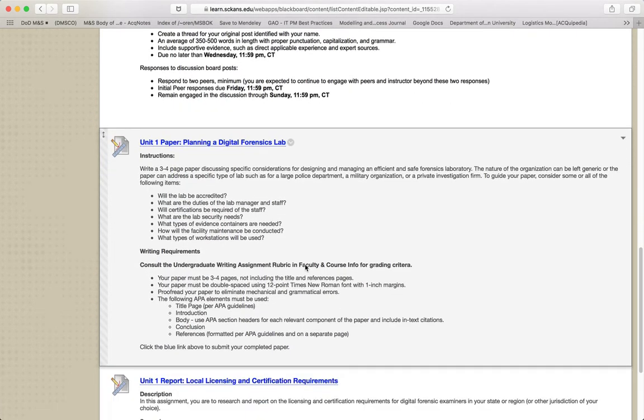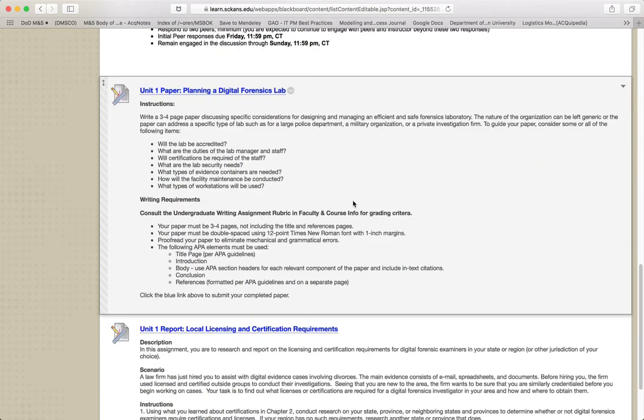We also have two graded written assignments. In the paper, you have to write 3 to 4 pages, and we're going to discuss specific considerations if you're going to design and manage an efficient and safe forensics laboratory. There are some different things that you may want to consider, whether it's going to be an accredited lab or not, different duties of the lab manager and other staff members. Are you going to require certifications, or does your state require certifications?